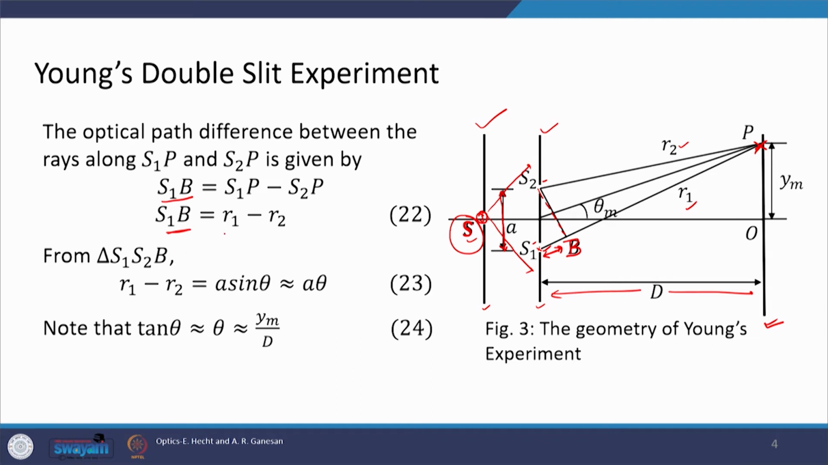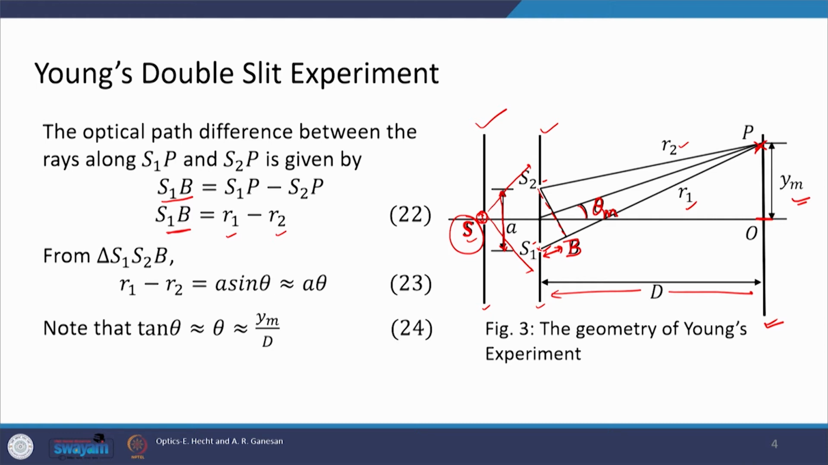Since S1B is the path difference, this would be equal to R1 minus R2, under the approximation that P is very close to O, and S1 S2 is also very close. The two approximations we assume in this experiment are that a is very small, and capital D, the separation between the source plane and the screen, is very large. Under these approximations, the angles subtended by S1P and S2P can be assumed to be equal, and for simplicity we assume it to be theta m, where m stands for the mth fringe. Here we are assuming that the mth fringe is being formed at the point of observation P, which is at a distance y m from the center O of the screen.